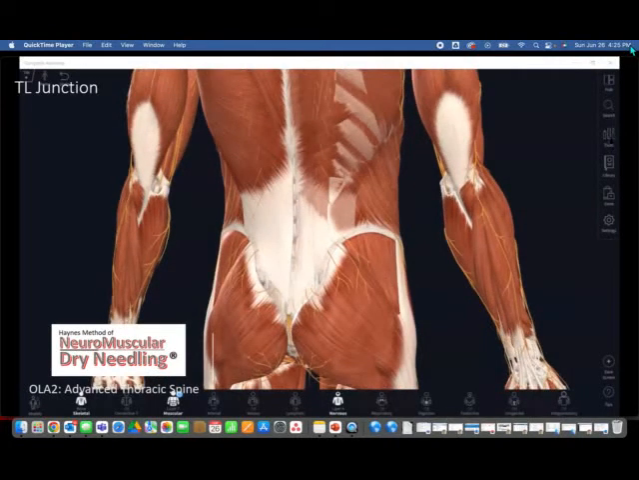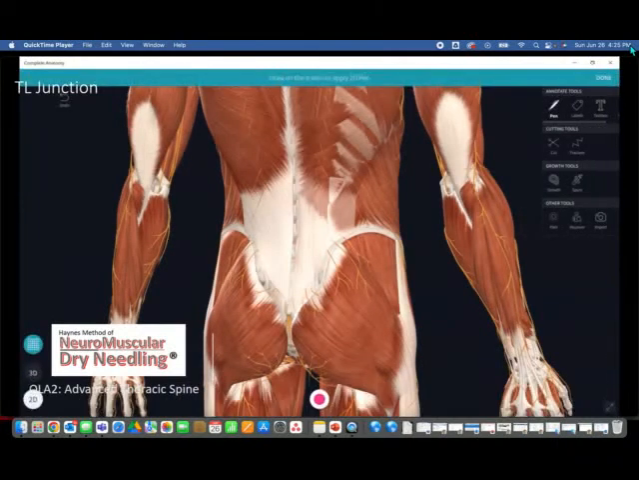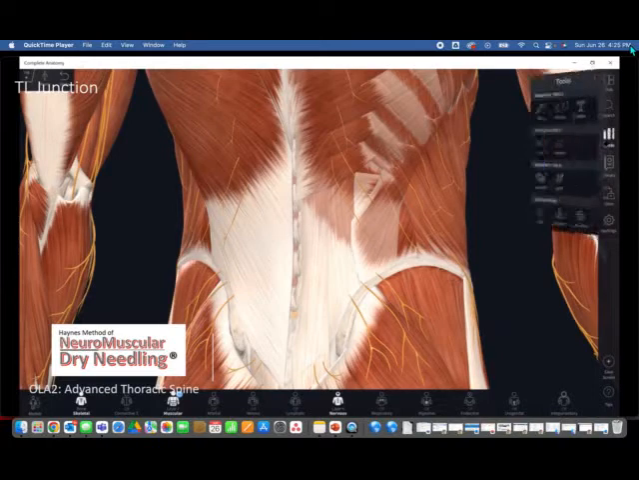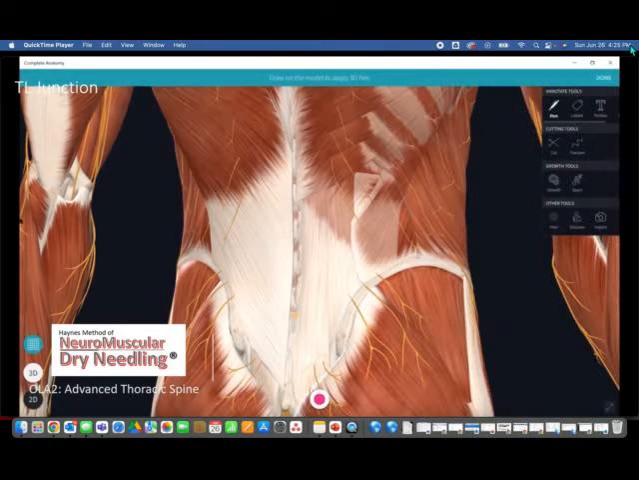Let me bring up my pen. So multifidus. Let's say we wanted to needle, let's zoom in a little bit here. Again, we know 5, 4, 3, 2, 1, the base terminal end of the trapezius. Again, we want to catch multifidus, so let's come up a segment above, one finger breadth lateral.